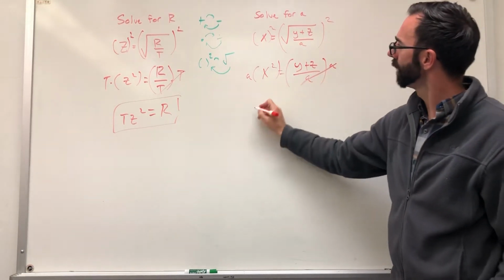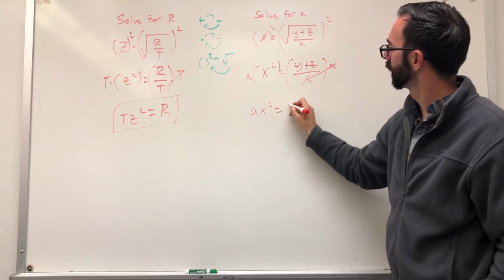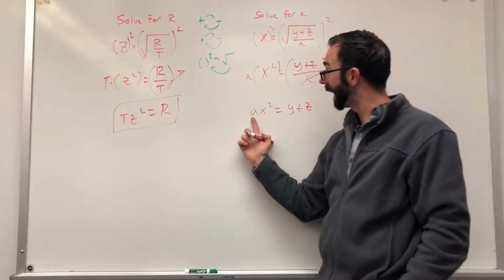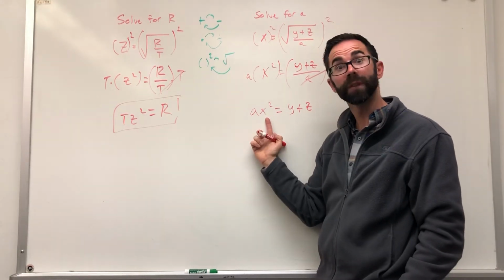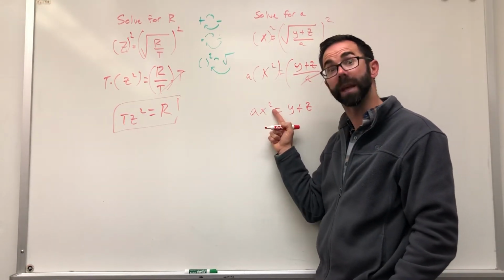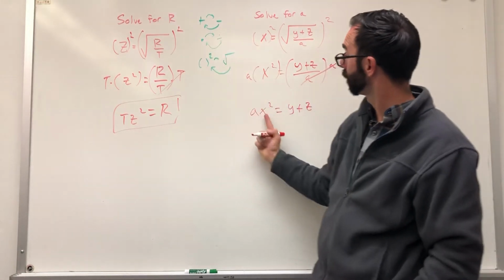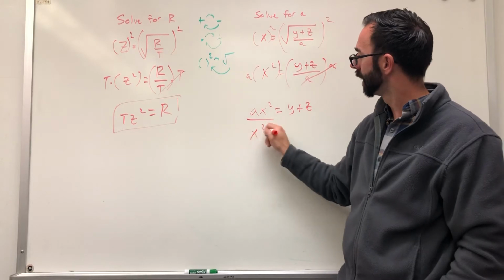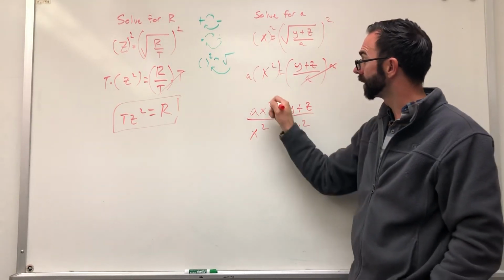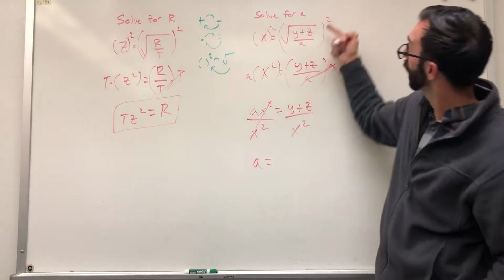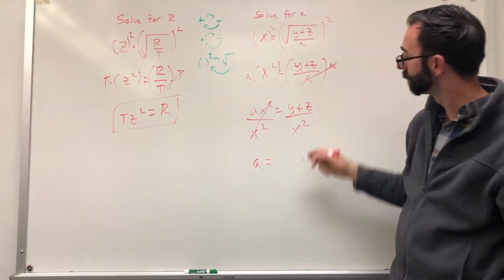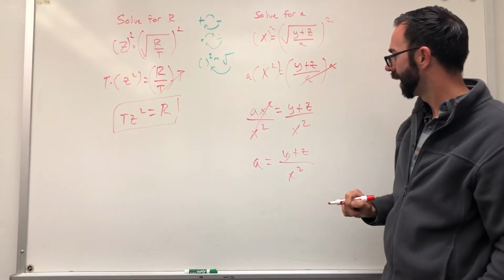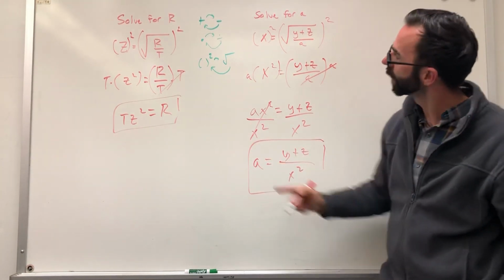Cool beans. So I have a times x squared is equal to y plus z. And this now is kind of cool because now a is being multiplied here, right? So if I want to get rid of x squared, x squared is being multiplied right now, right? X squared times a. Then the opposite of multiplying is dividing. Okay, so those cross out, and now I have my a, which is what I wanted, right here. That's why I wanted my a, is y plus z all over x squared. And there we go. We solve for our a.